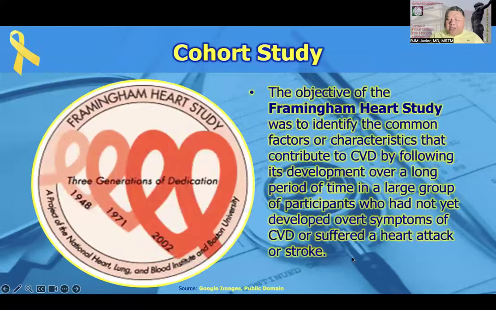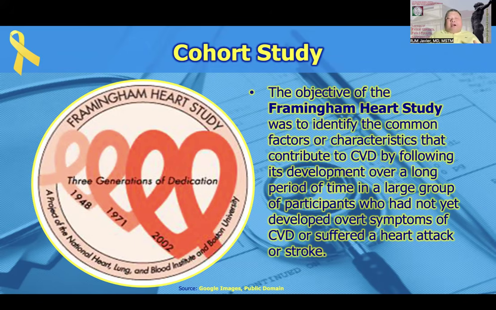Okay, sorry. So in the cohort study, one of the more popular utilizations of your cohort study is perhaps the Framingham Heart Study. The Framingham Heart Study was used to identify the common factors or characteristics that contribute to cardiovascular diseases by following its development over a long period of time in a large group of participants who had not yet developed overt symptoms of cardiovascular disease or have not yet suffered a major acute coronary event, including a heart attack or a brain attack or your stroke.